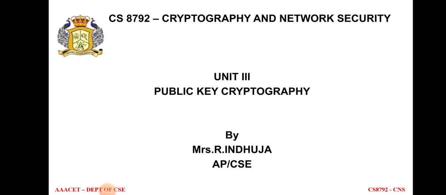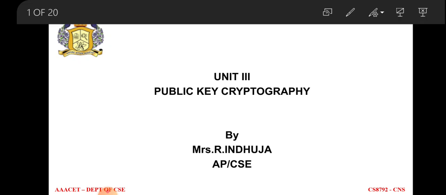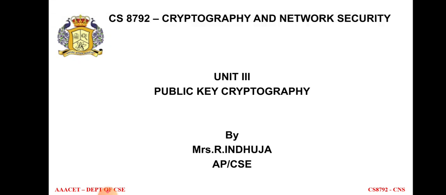In this lecture, we are going to see about public key cryptography, Unit 3. In Unit 1, we saw about symmetric key cryptography. In that technique, the same key is used for both encryption and decryption. But in public key cryptography, that is asymmetric cryptography, a different key is used for the encryption and decryption processes. In this unit, we are going to see the concept of public key cryptography.